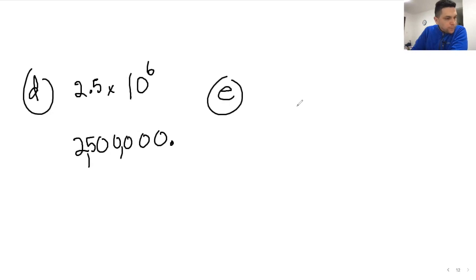E, 4.1 times 10 to the -1. Now this is a negative p, so we have to move to the left, right? So it's here, and we're just going to move one place to the left, because it's -1, one place to the left. So it's going to become 0.41, right? That's it. You can write a 0 here if you want, but it's not necessary. Sometimes I like to write it.